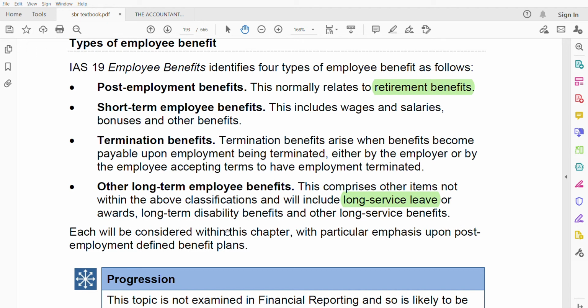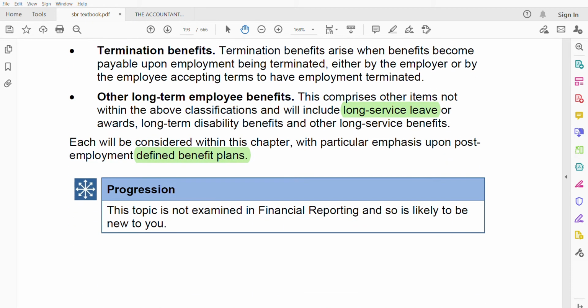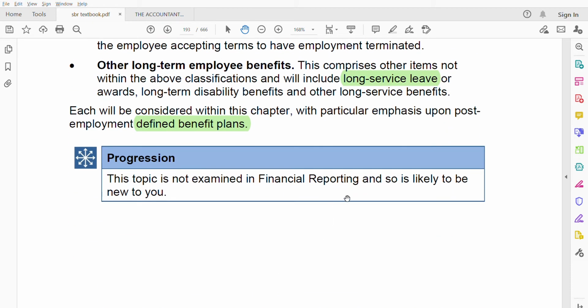Each will be considered within this chapter with particular emphasis upon post-employment defined benefit plans. So the most important thing is the first category, post-employment benefit, right? The defined benefit plans. Post-employment defined benefit plan, this is the most important. Mostly it will be focused on this only. Others will be briefly explained later on as we proceed. This is not examined in financial reporting. This is new to you. Something which is new to you has more chance of coming in SBR. Obviously, that does not mean that the topics which have been tested in financial reporting will not come, but this definitely will come.